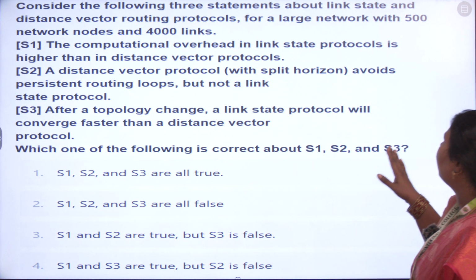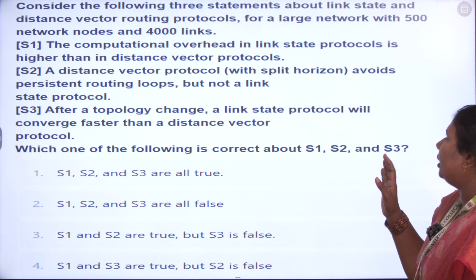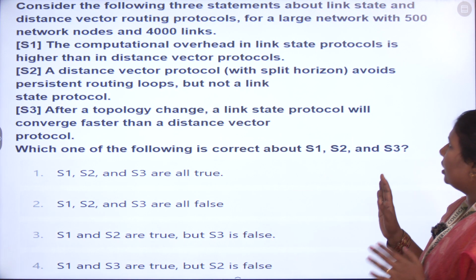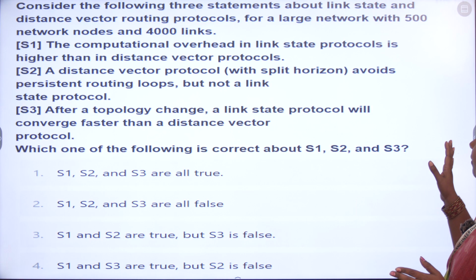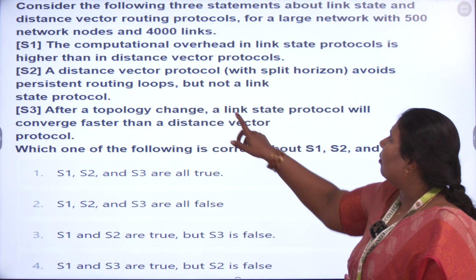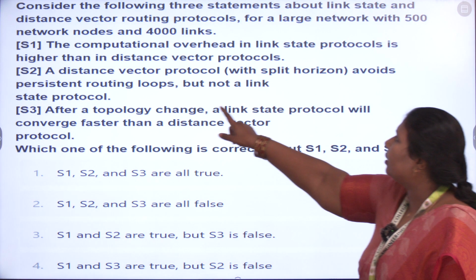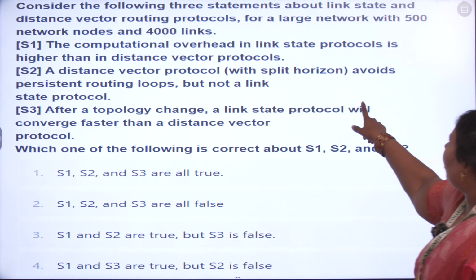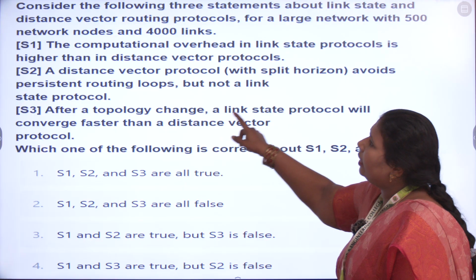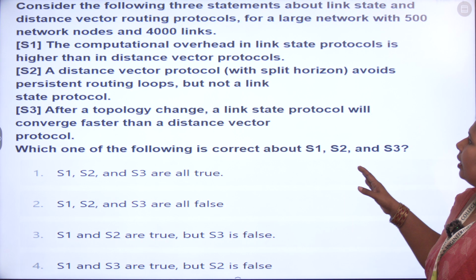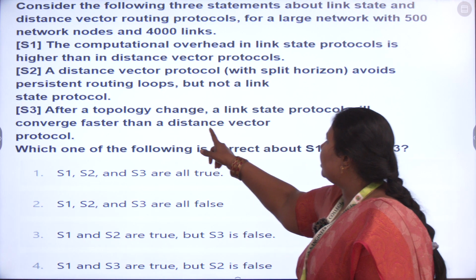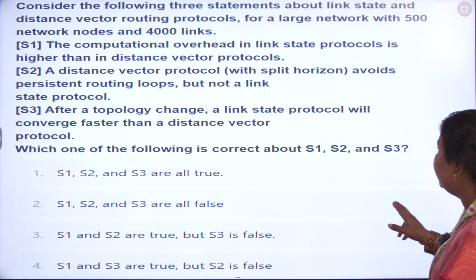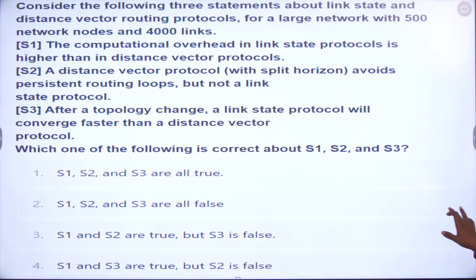Consider the following 3 statements about link state and distance vector routing protocols for a large network with 500 network nodes and 4,000 links. Okay, large networks. S1: the computational overhead in link state protocols is higher than in distance vector protocols. S2: a distance vector protocol with split horizon avoids persistent routing loops, but not a link state protocol. And the third statement, S3: after a topology change, a link state protocol will converge faster than a distance vector protocol. Which one of the following statements is correct about S1, S2 and S3?